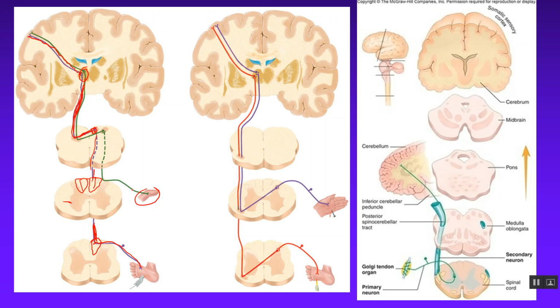This is the upper body coming into the cervical spine. It comes in. This is one of the dorsal columns. This is the fasciculus cuneatus. It goes up to the nucleus cuneatus, crosses over.